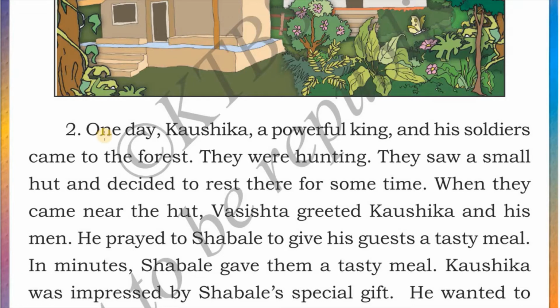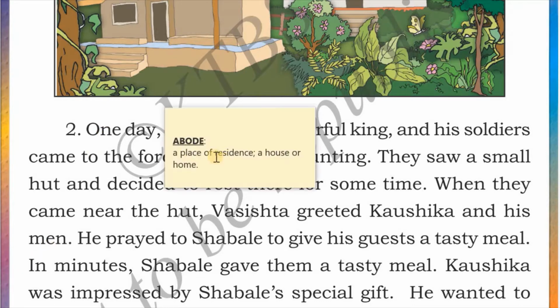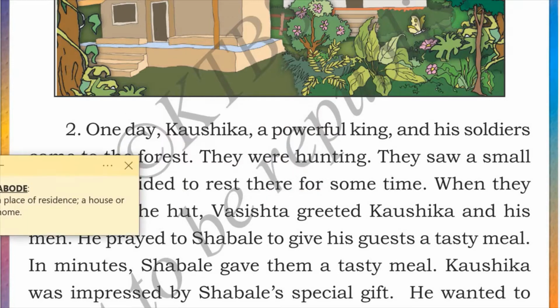Next, one day, so before that let me introduce you to a new word. The word is abode. And the meaning is place of residence or a house or home. So what we can see here can be considered as sage Vasishta's abode.